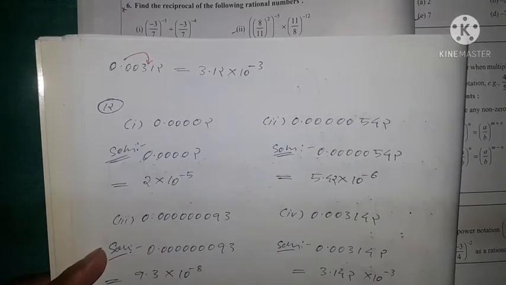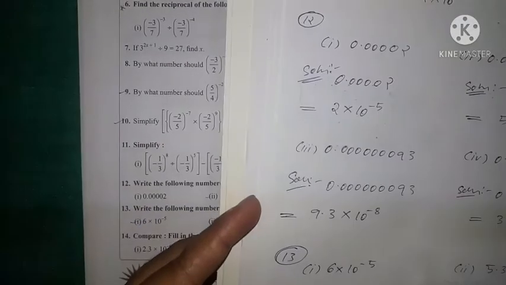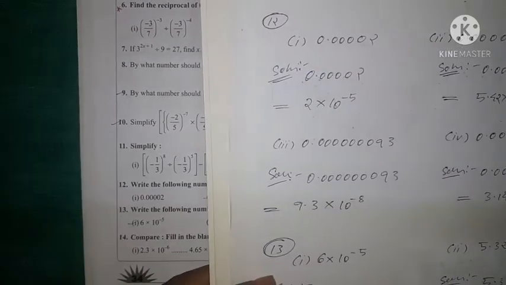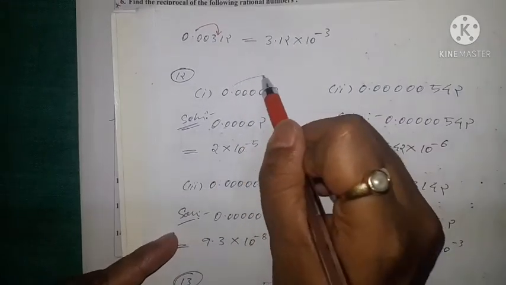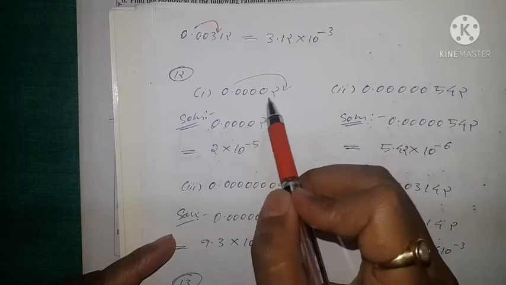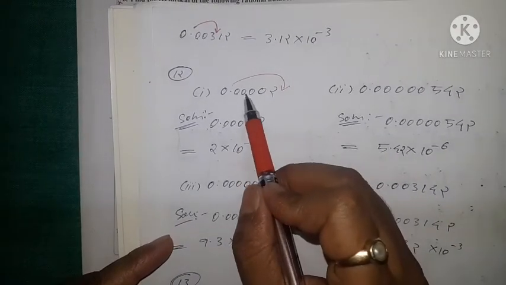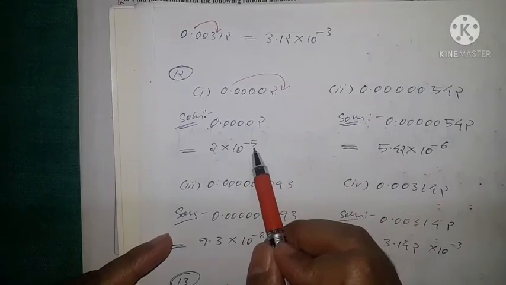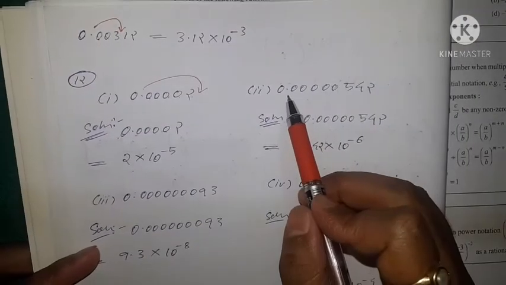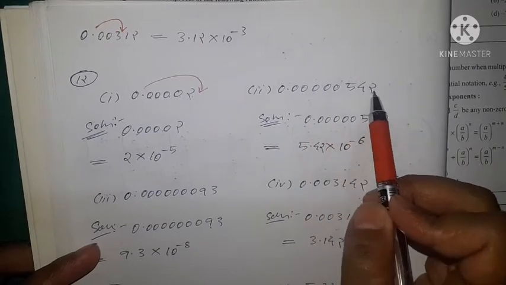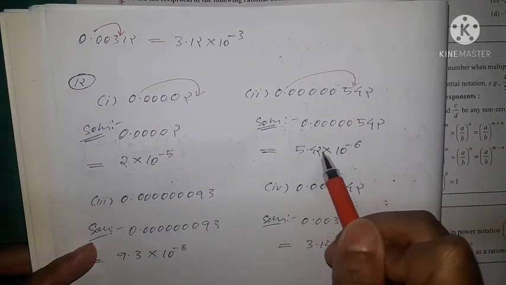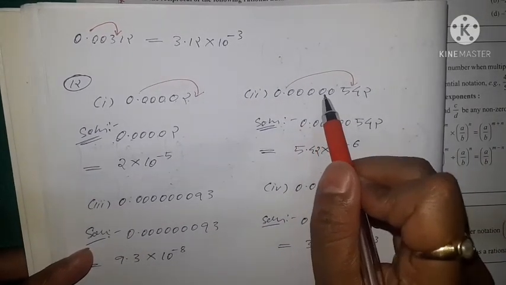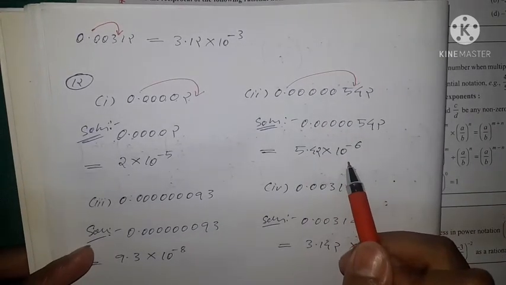Okay, so let's move to question number 12. It is asked to convert the following numbers which are in standard form to scientific notation, that is 0.0002. So this decimal point we have to shift here, so therefore 2 into how many places, 1 2 3 4 5, so therefore 10 to the power minus 5. Similarly question number 2, 0.00000542, this decimal point we have to shift here, it will become 5.42, and how many places, 1 2 3 4 5 6, therefore 10 to the power minus 6.